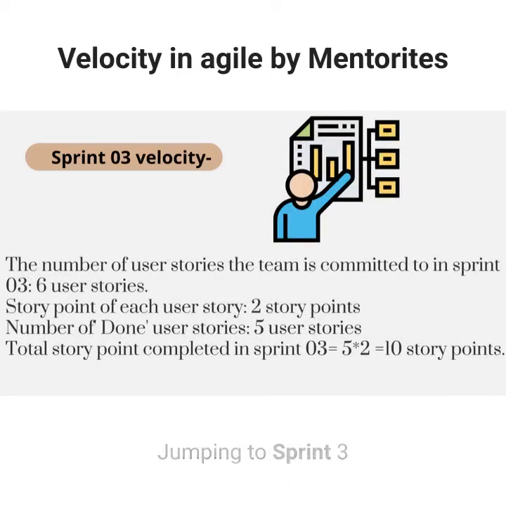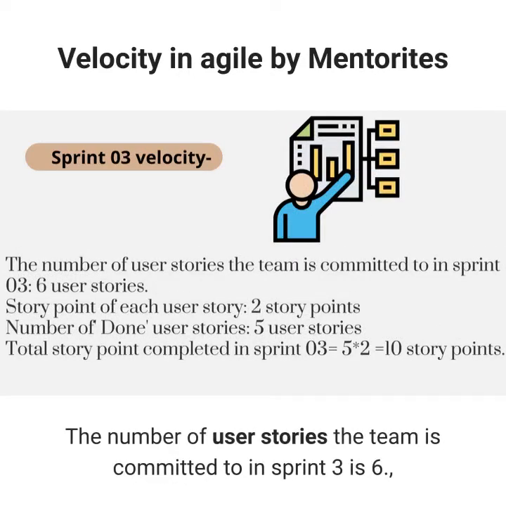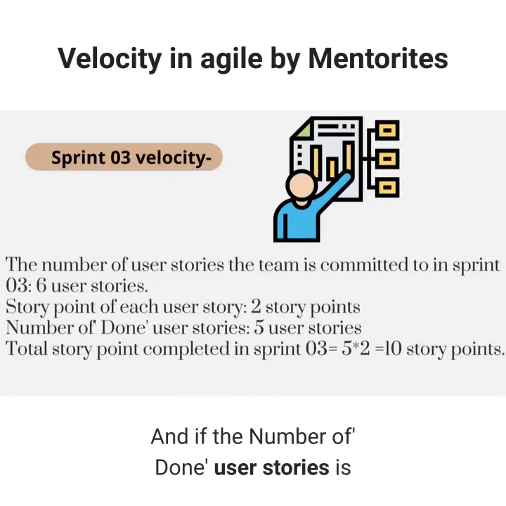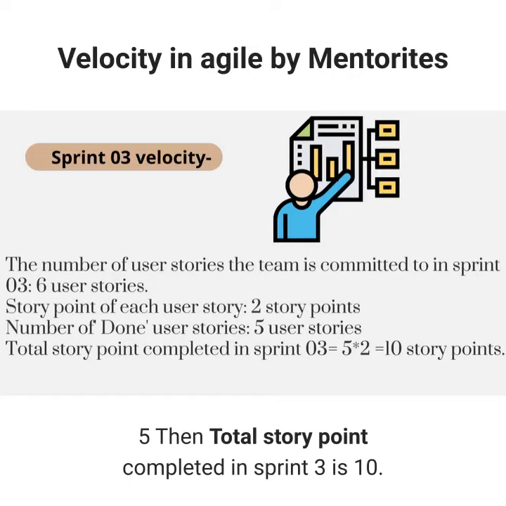Jumping to sprint 3. The number of user stories the team is committed to in sprint 3 is 6. And the story point of each user story is 2. And if the number of done user stories is 5, then the total story points completed in sprint 3 is 10.